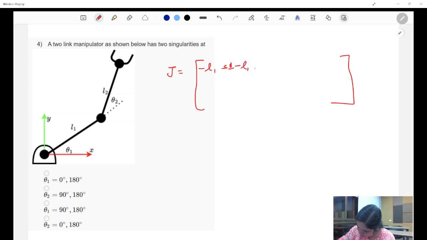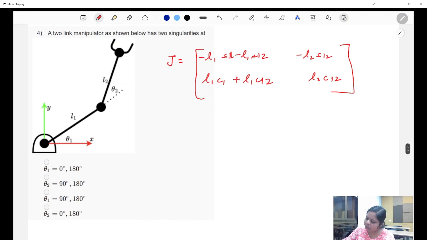Minus L1. So this is the Jacobian, right? The differentiated quantity: minus L2 sin(theta 1 plus theta 2), L1 cos theta 1 plus L2 cos(theta 1 plus theta 2).